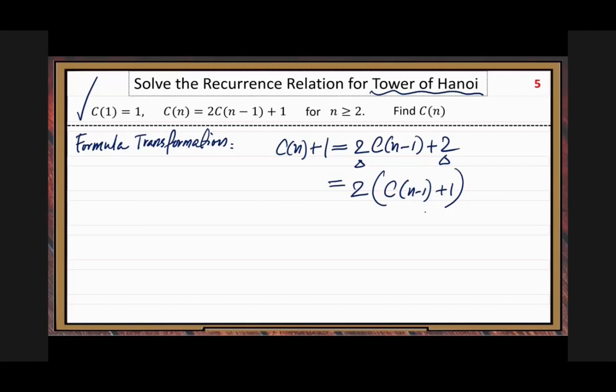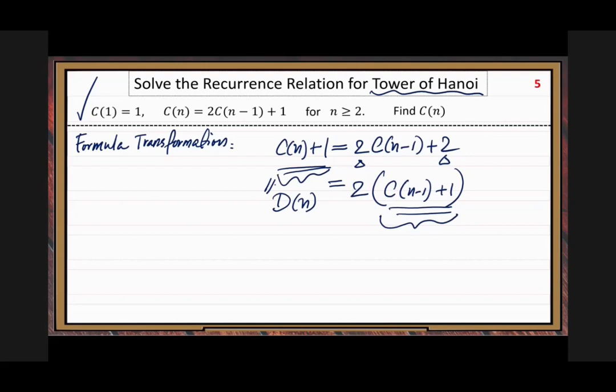Think about it. The importance of this is that we make both sides have the similar structure, right? Left-hand side, C of n plus 1. Right-hand side, also C of n plus 1. Same structure. Because they have the same structure, can we introduce a new function for this expression, D function? We make D of n equals C of n plus 1. How about that? We introduce a new function called D.